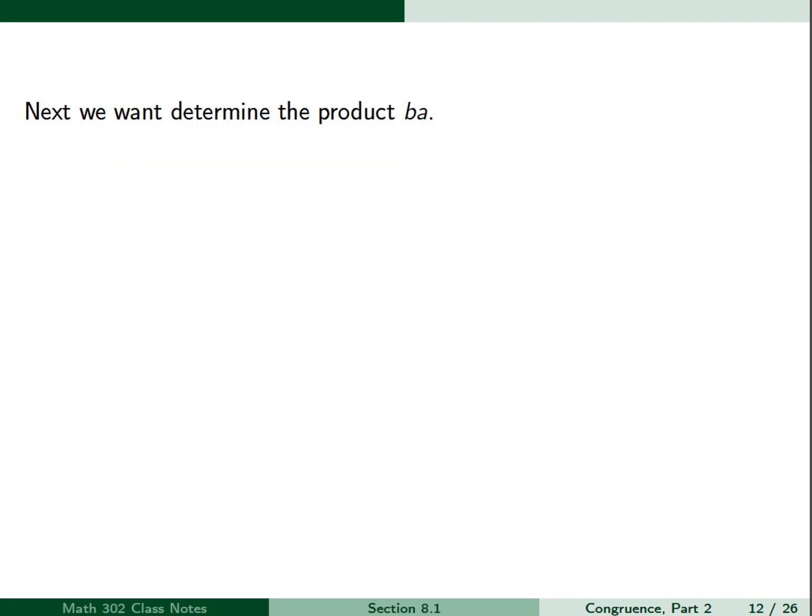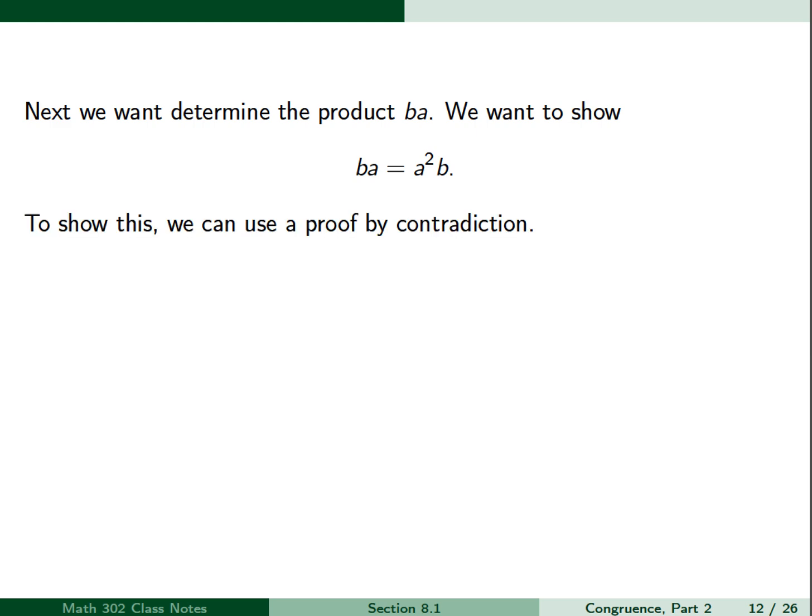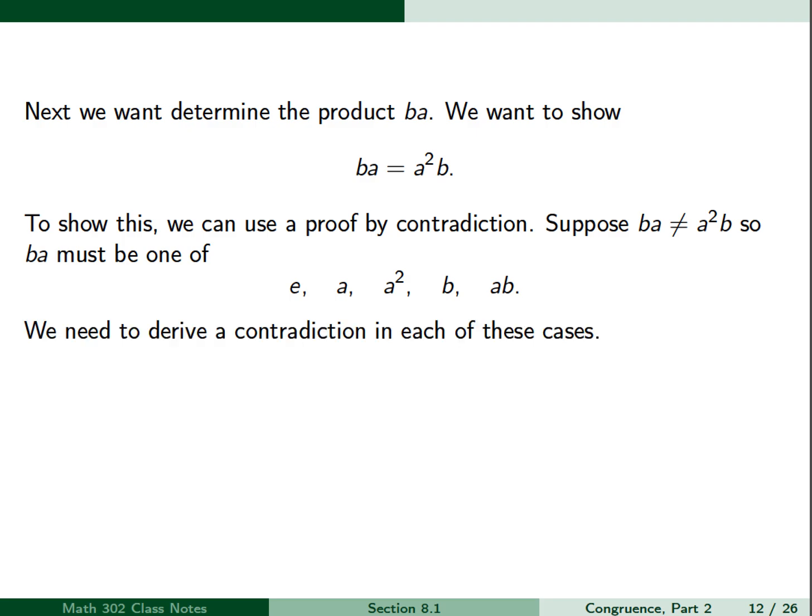Next, we want to determine the product BA. We want to show that BA is equal to A squared B. To show this, we can use another proof by contradiction. So let's suppose that BA is not equal to A squared B, so BA must be one of the other elements in the group, either E, A squared, B, or AB. So we again have 5 cases, and we need to derive a contradiction in each of these 5 cases.